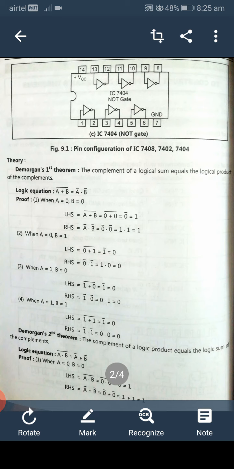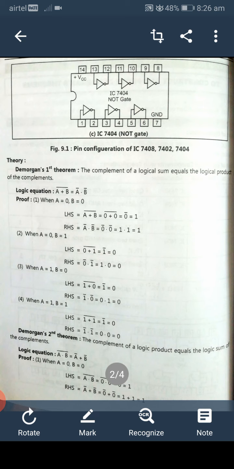This is for the first case. And the second case, when A is equal to 0 and B is equal to 1, left hand side is equal to complement of (0 plus 1) is equal to complement 1, and that is equal to 0. Similarly, right hand side, complement 0 into complement 1. Complement of 0 is 1 and complement of 1 is 0, meaning 1 into 0 is equal to 0, meaning left hand side is equal to right hand side.